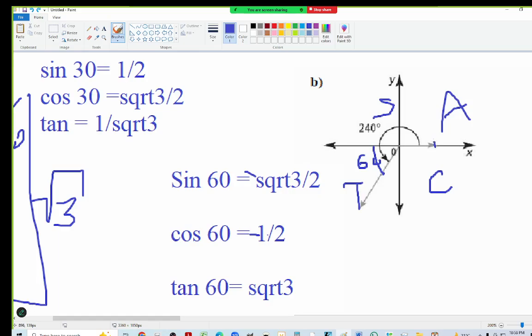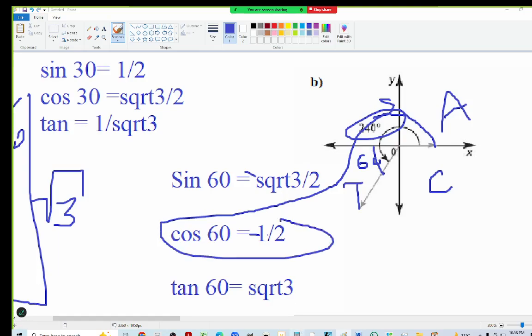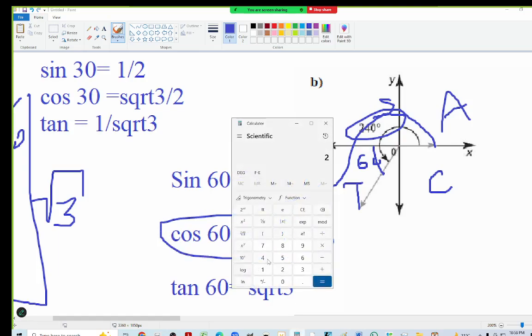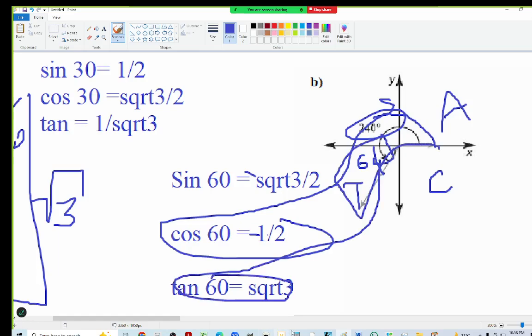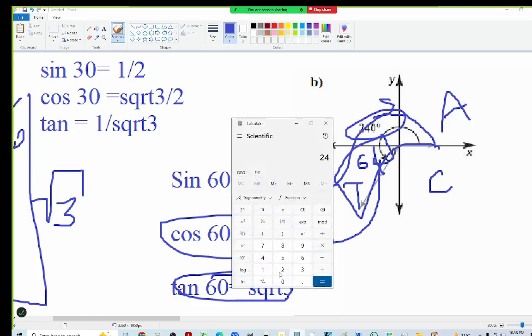The cosine of 240 is going to be negative 1 over 2. Let's prove that. Cosine 240. There it is, negative half. The tan of 240 is going to be just the square root of 3, positive. Okay? So once you have that 60-degree triangle down, you've got the rest figured out.